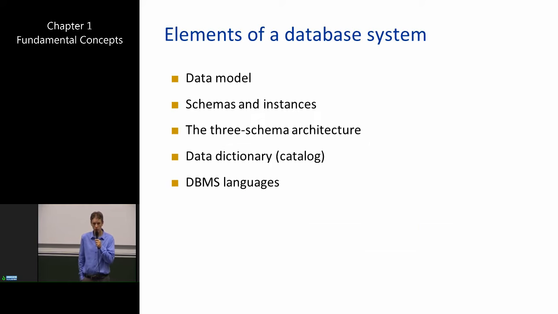In what follows, we're going to zoom into some of the elements of a database system. First, we're going to talk about data models. Then we're going to talk about schemes and instances. We're going to extensively outline the three-scheme architecture. We're going to talk about data dictionaries. A data dictionary, also referred to as a catalog. So data dictionary and catalog are synonyms. And then we're going to discuss DBMS languages.